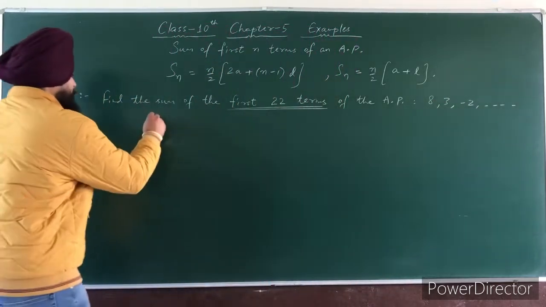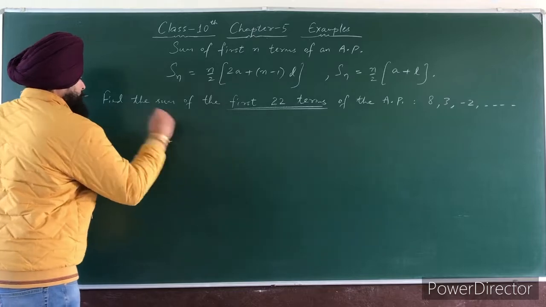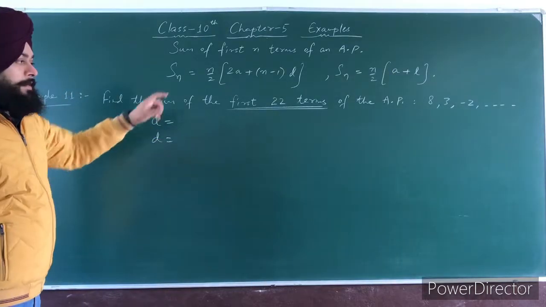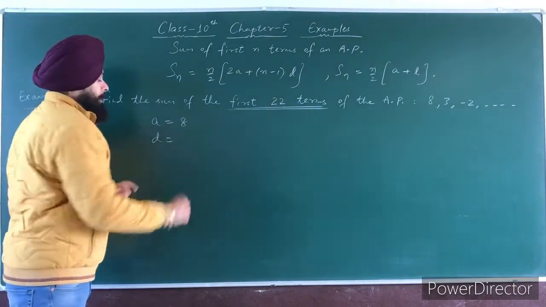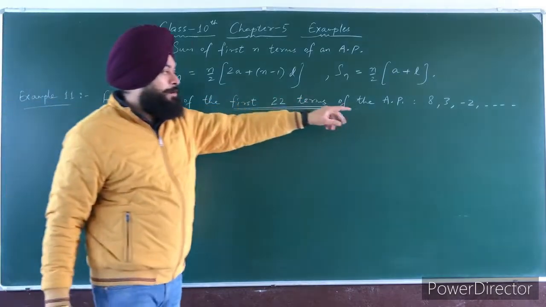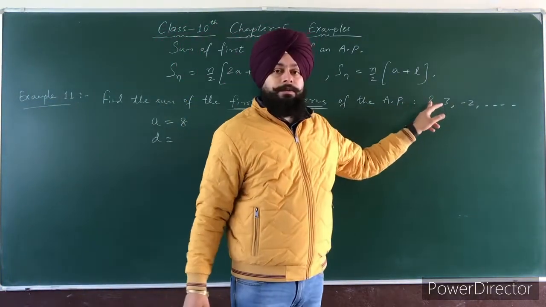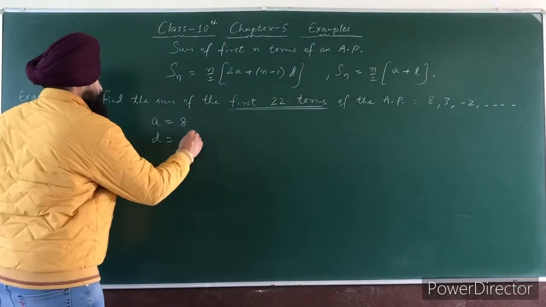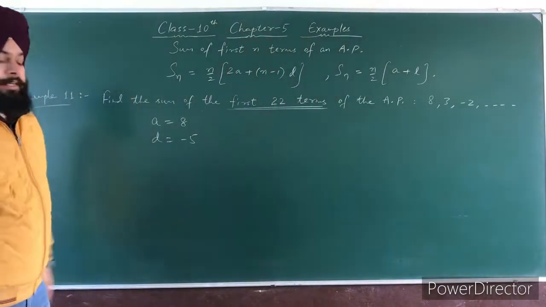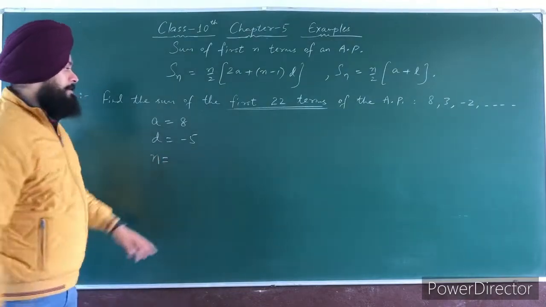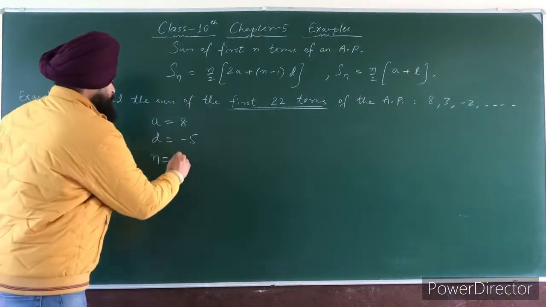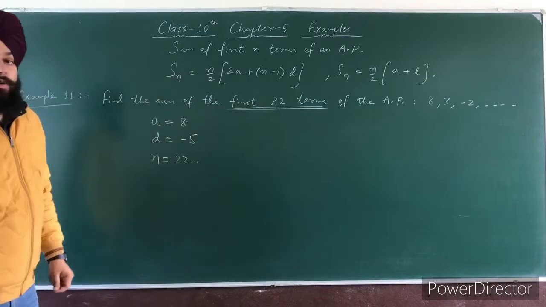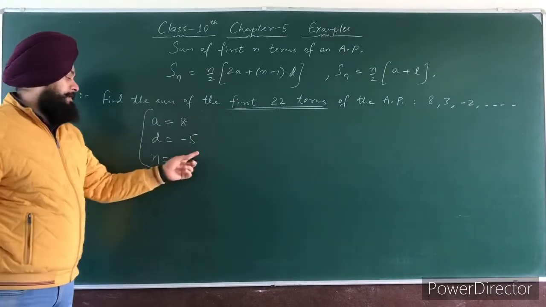So first we will find here a and d. a is 8 and d is the common difference. So common difference is how much? You will subtract a2 minus a1. So 3 minus 8 is minus 5. So the common difference is here minus 5. Now what is n? n is given 22. So a is 8, d is minus 5 and n is 22.